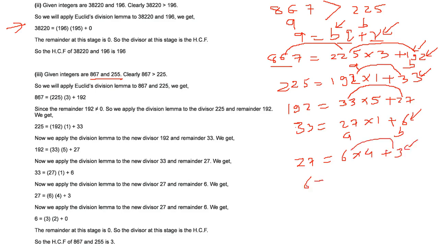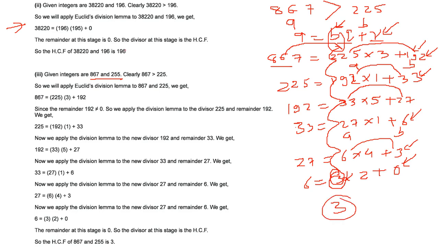So 6 has to be written in the form of 3 into 2. So we get a 0 here. The point you get a 0, this number, as I said, this is B. This B, 3, is the HCF. So HCF of 867 and 225 is 3. So this is how we solve it.